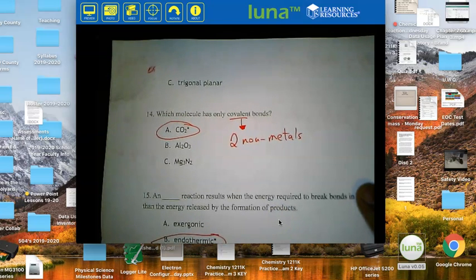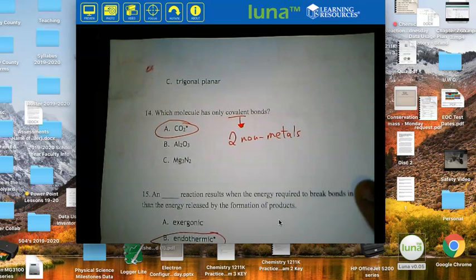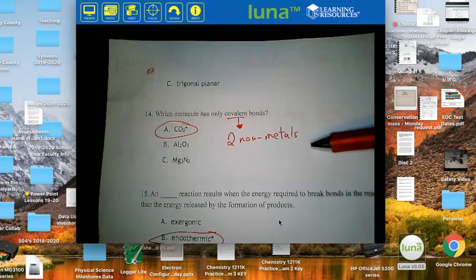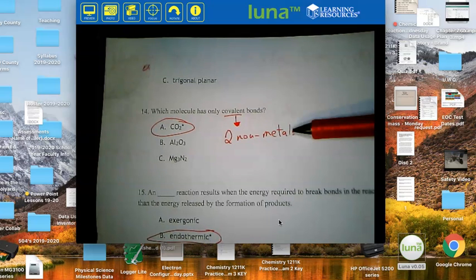So once again, my program froze and you're unable to see what I'm pointing to, so it shouldn't take too long to go through the last couple of questions here on the practice test. So number 14, which molecule has only covalent bonds?